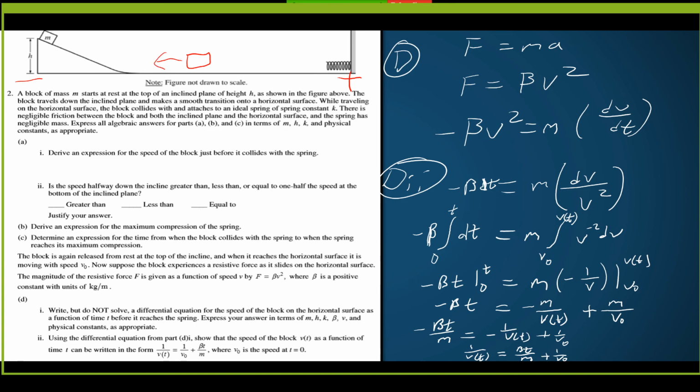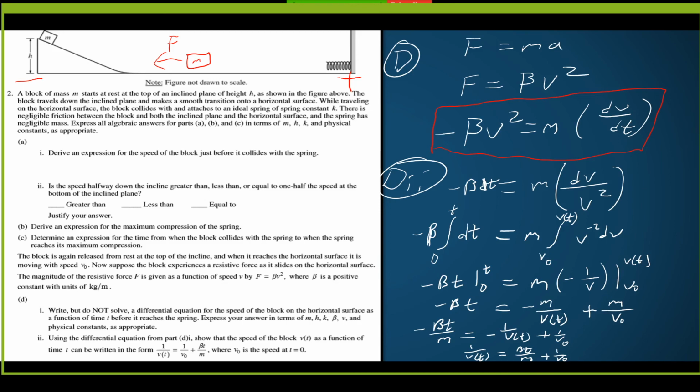In the negative direction. So this force F is pushing in opposition to the mass's motion after it hits the bottom of the inclined plane. What that means is I can set ma equal to negative beta velocity squared to get an equation that we can use to set up our differential equation and solve for our velocity.